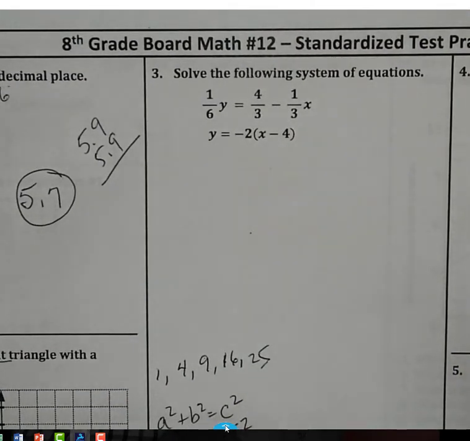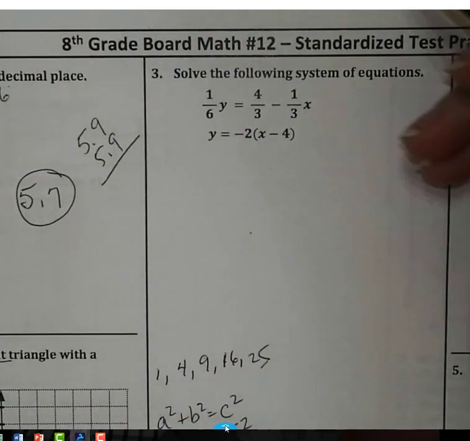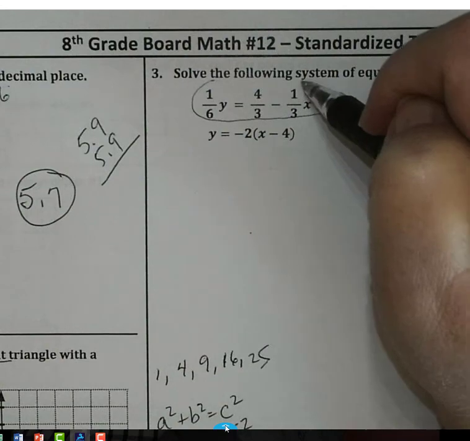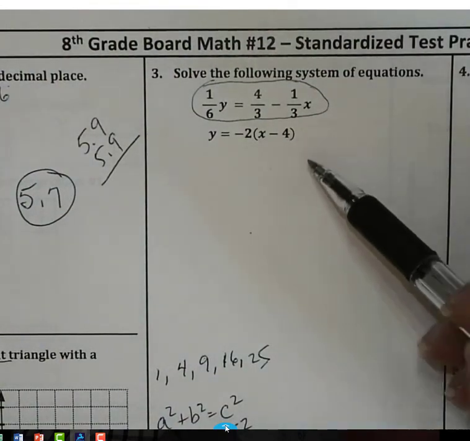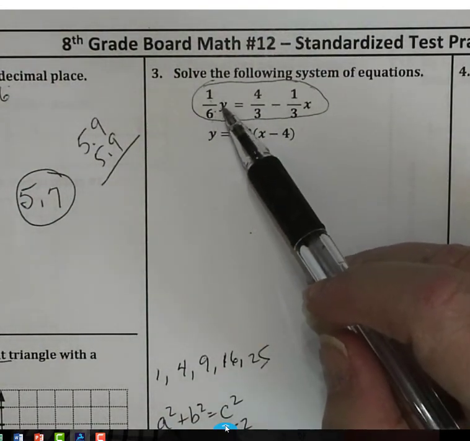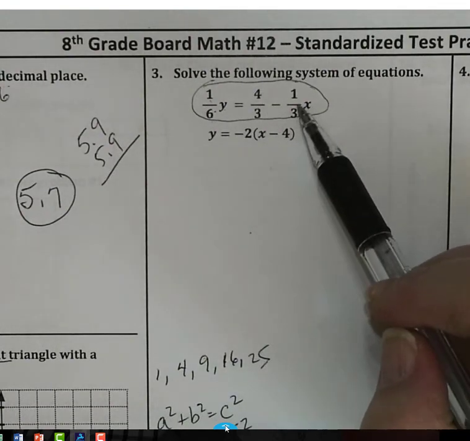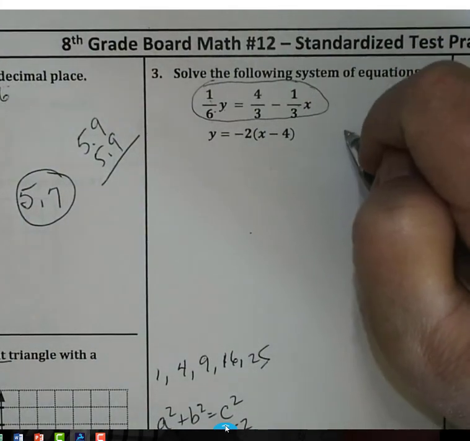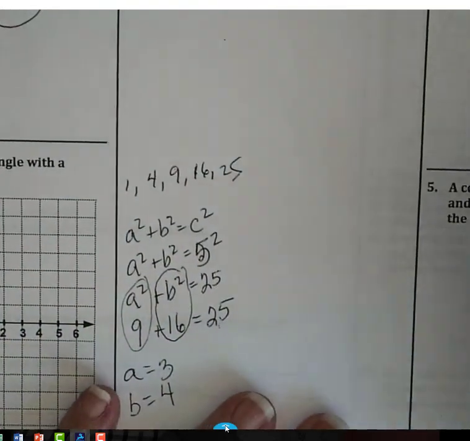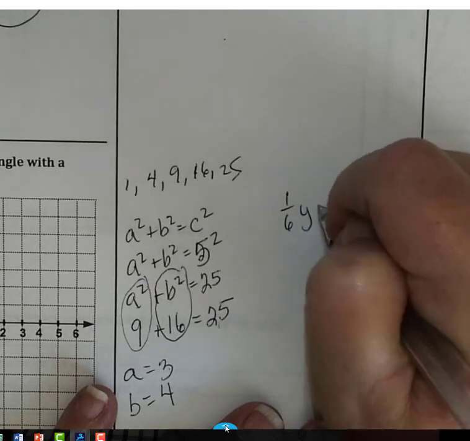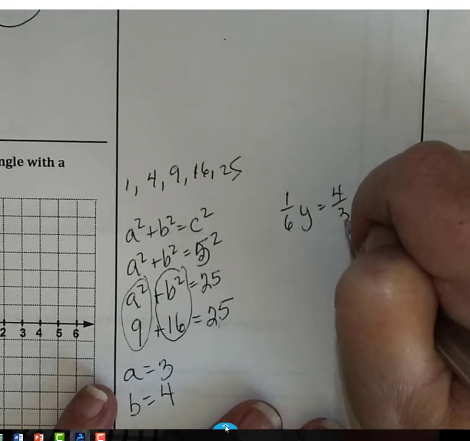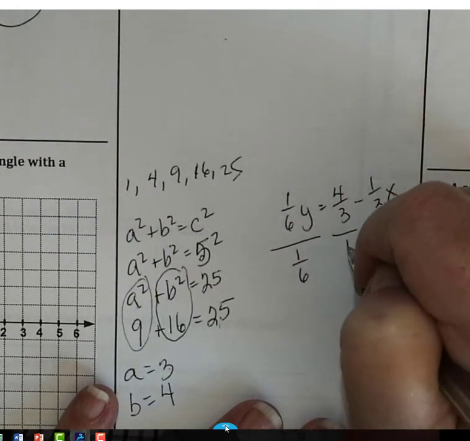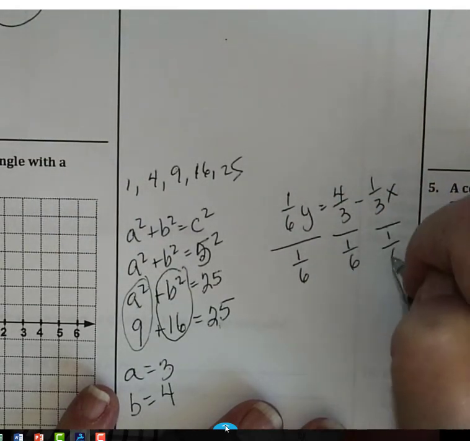Solve the following systems of equations. Okay, so what I'm going to do is take this and solve for y, because it's almost solved for y, right? It's 1/6 y, so if I divide this, this, and this by 1/6, then I'll have y equal something. Okay, so let's see, I'll do that down here. Divide this by 1/6, divide this by 1/6, then divide this by 1/6.